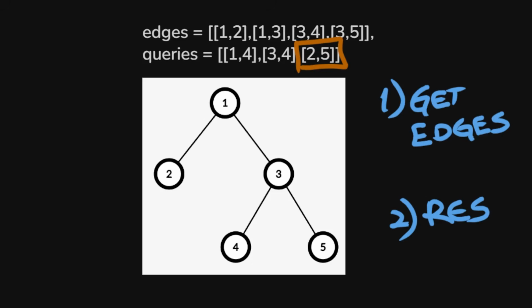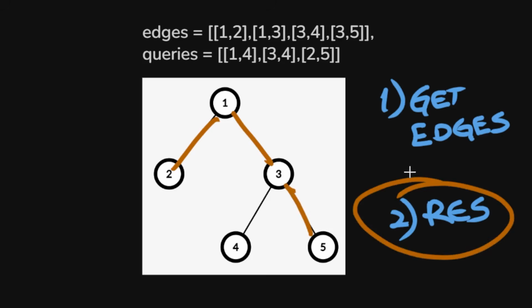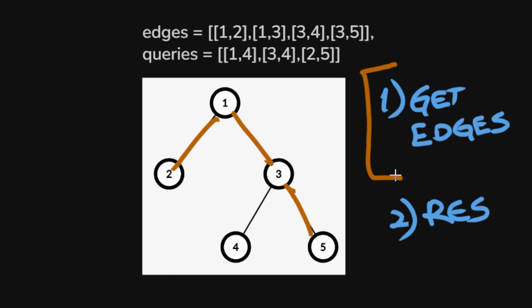Let's say that we are looking at this query, 2, 5. We start here and we have to reach this node. The only question is, how many edges do we have in between? Because this second part is the same as part 1. The challenge is here in the first part. How do we know that here we have 3 edges in between? We need to get the number efficiently.